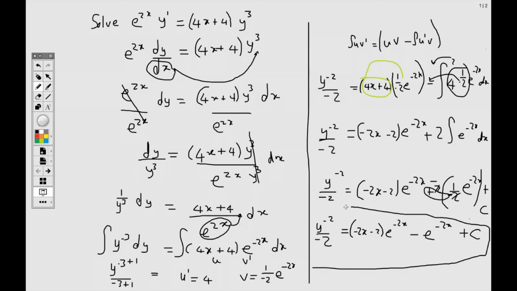Now you can make y the subject, but that's not required here. So this is a general solution, which is a solution for this differential equation. And that's it.